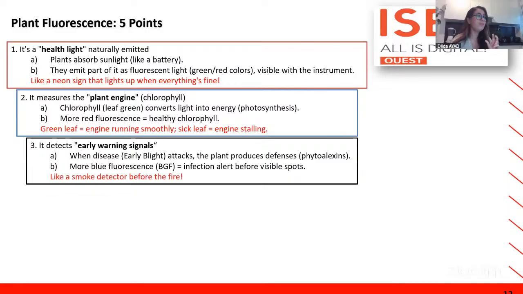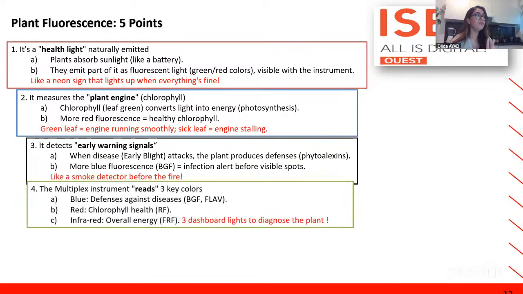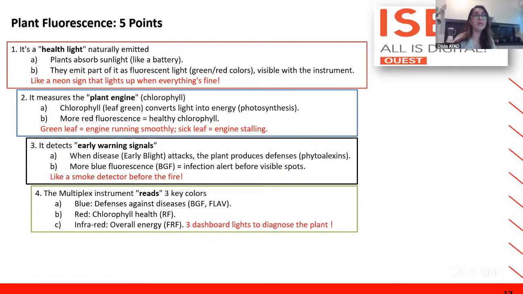The third point, it detects early warning signals. As I explained before, it's like a smoke detector before a fire. The fourth point, the multiplex instrument reads 3 colors or 3 signals. The blue regarding defenses against diseases, the red chlorophyll health, and the infrared overall energy. 3 dashboard lights to diagnose the plant.